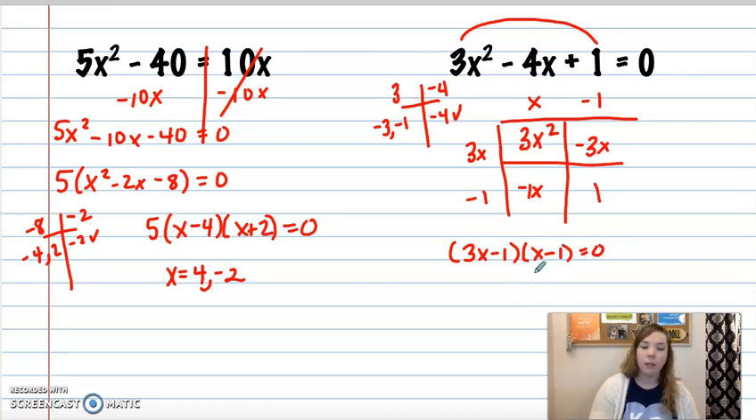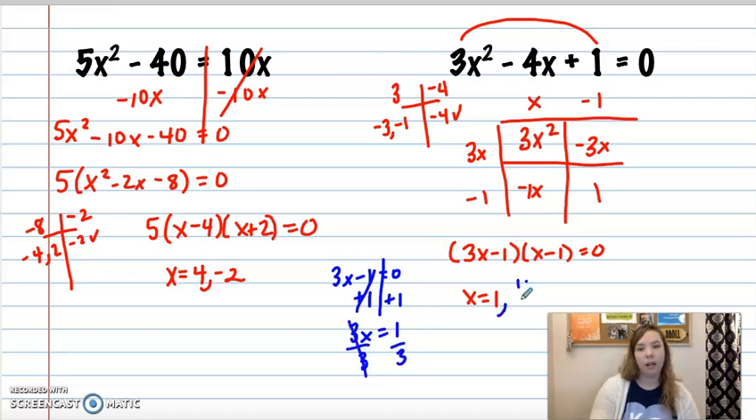So for this piece, it's pretty obvious that'd be a positive 1. And for this one, we might have to do a little scratch work. So 3x minus 1 equals 0. I would add 1 and then divide by 3. So I'm going to leave this as 1/3. So we have positive 1 and 1/3 as our 2 solutions there.